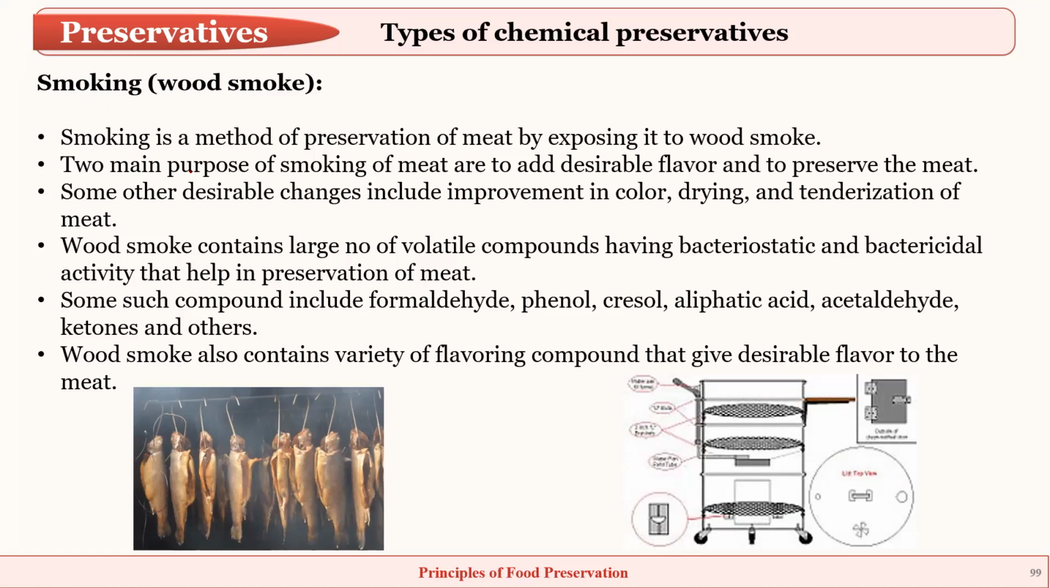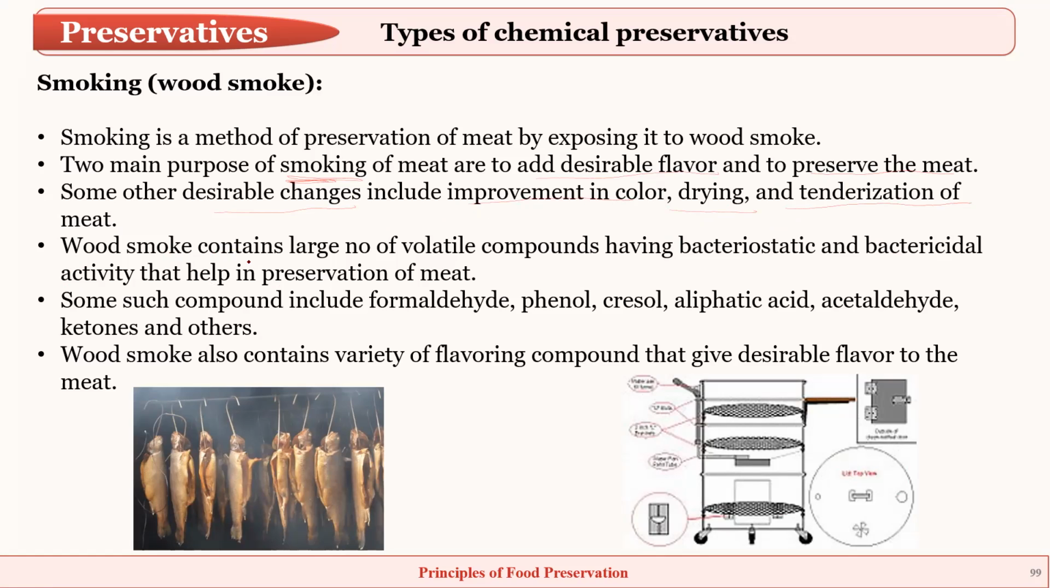Okay, so there are two main purposes of smoking when you perform the smoking of meat. One is the smoke has certain chemical constituents which add the desirable flavor, and also because of its constituents they also provide a preservative effect. Okay, and in addition to that, smoked meat also gives rise to an improved color. Then it causes drying or removal of moisture. It also causes tenderization of meat.